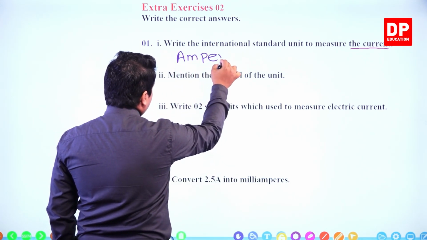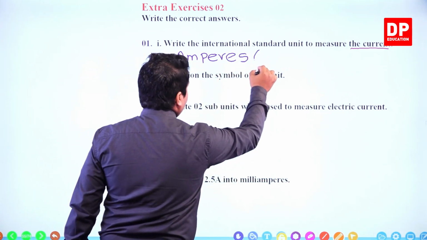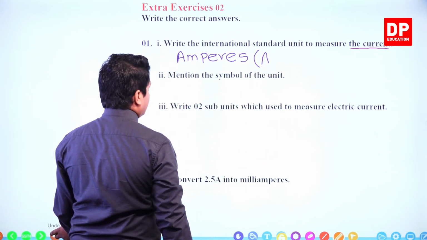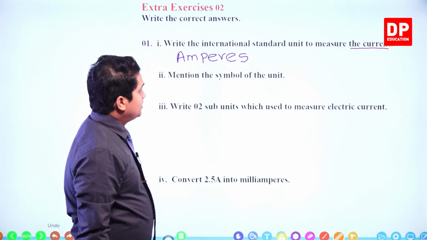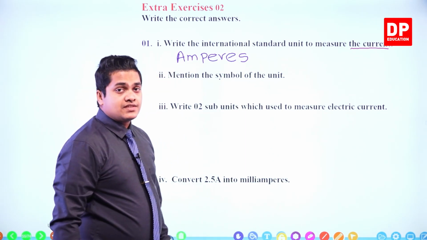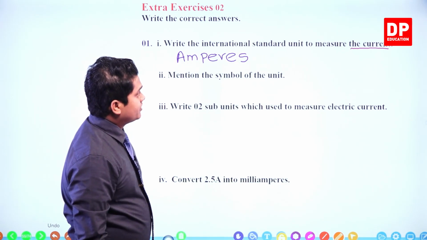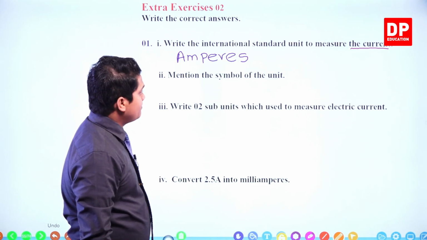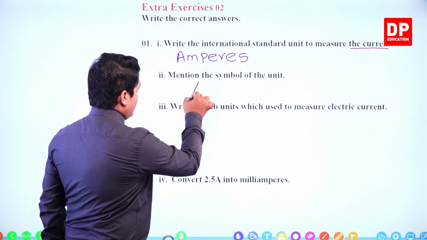Amperes, right? I'll mention the unit symbol. In the second question, the symbol is being asked. So amperes is our unit. The international standard unit to measure current is amperes. In the second one, mention the symbol of the unit. The symbol of the unit is capital A.